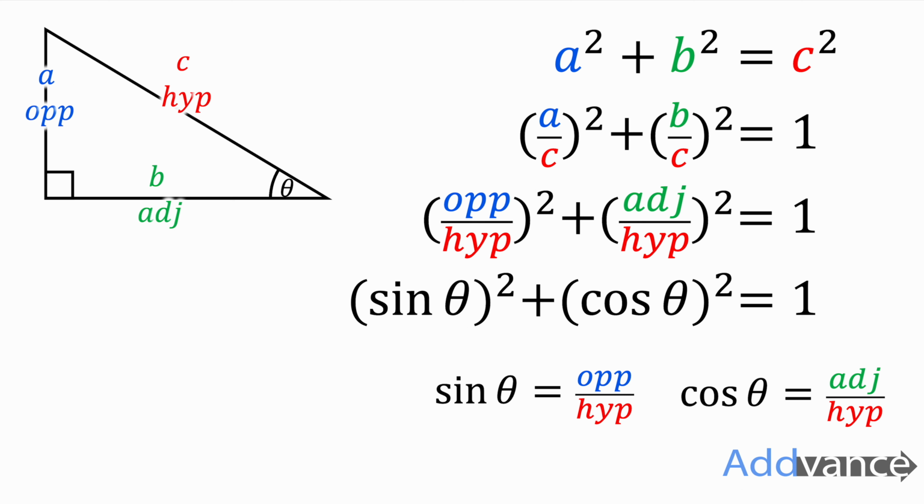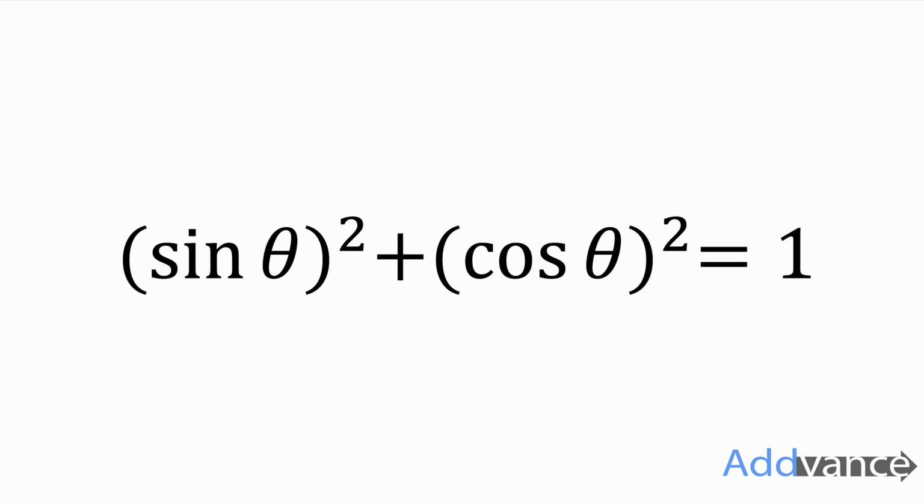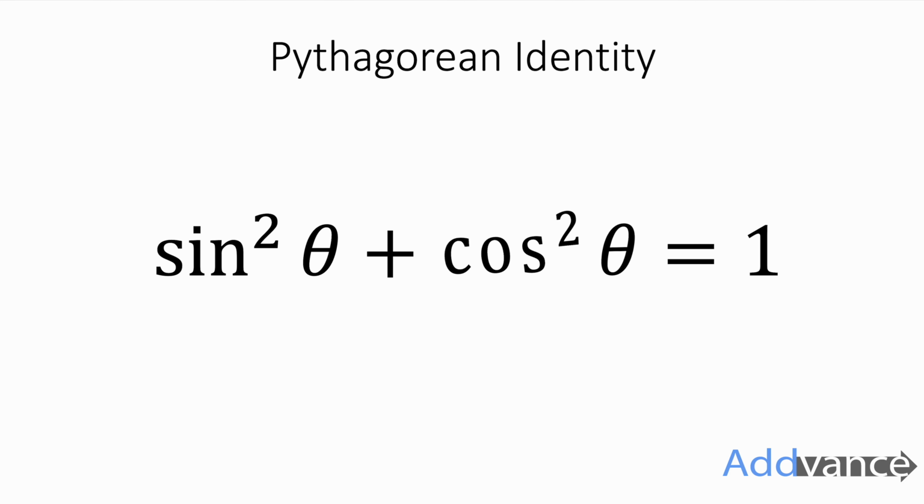And we get this. Sine theta squared plus cos theta squared is equal to 1. That is a really famous identity, and it is always true in mathematics, no matter what theta is. We normally write it like this though. Sine squared theta plus cos squared theta is equal to 1.